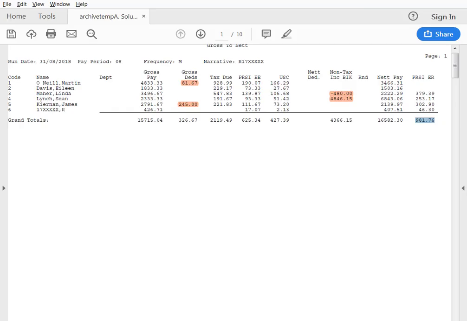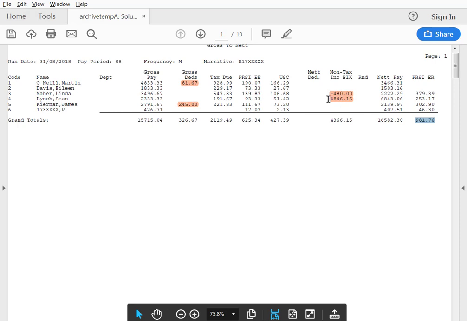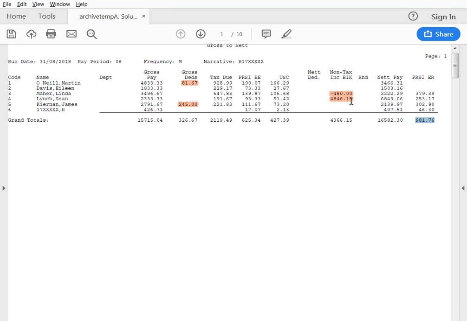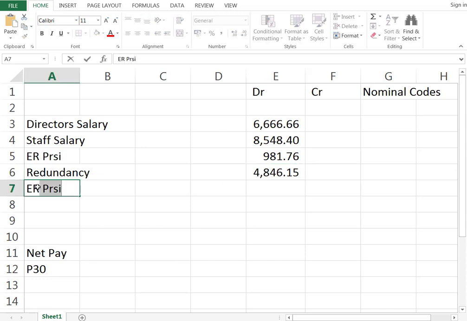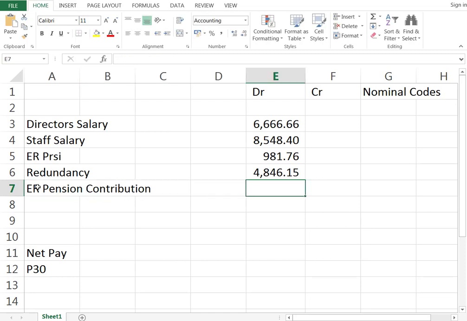Okay. Now, what else do I see? I have already told myself that I have this cost, this 4846.15 of redundancy, and I also made a note that I had employer pension contribution. And I made note that that was €80. Okay, they're the ones that I see off the bat. I'm not going to labour any more on this. I'm going to go straight off to my net pay.